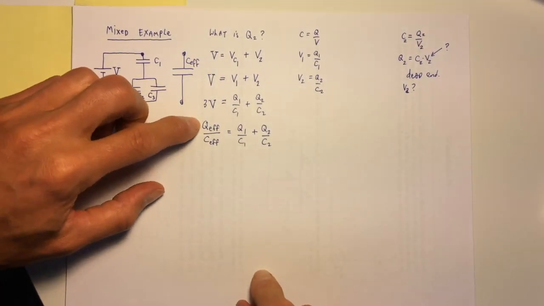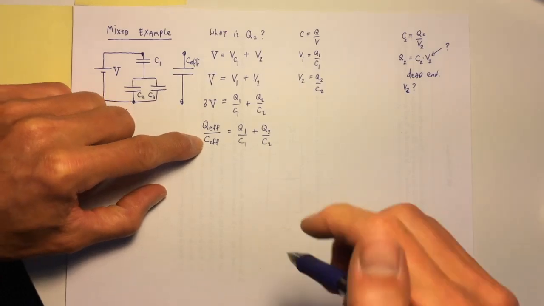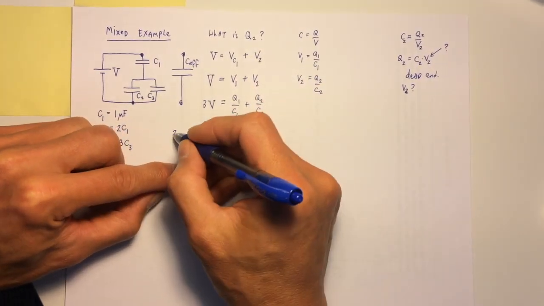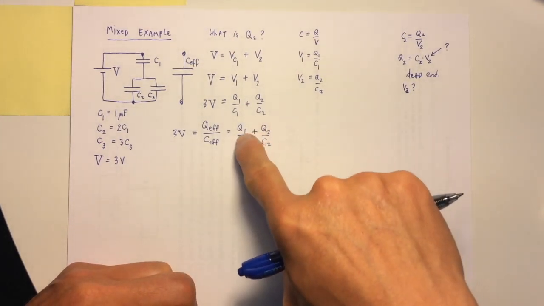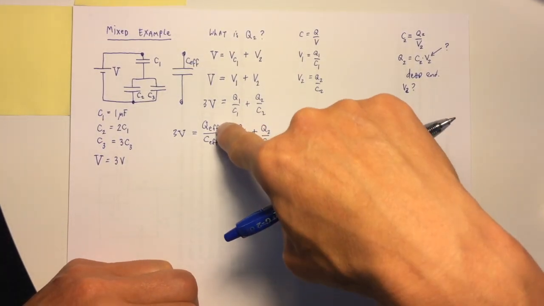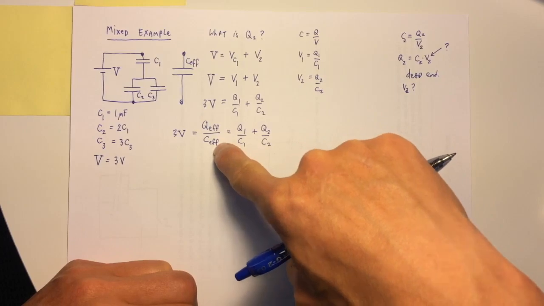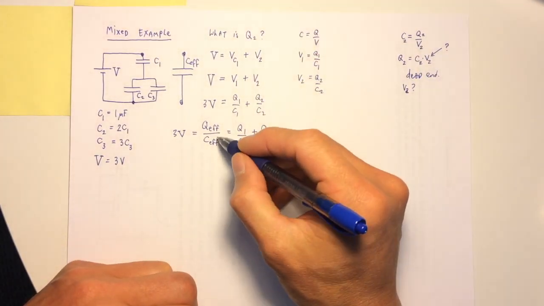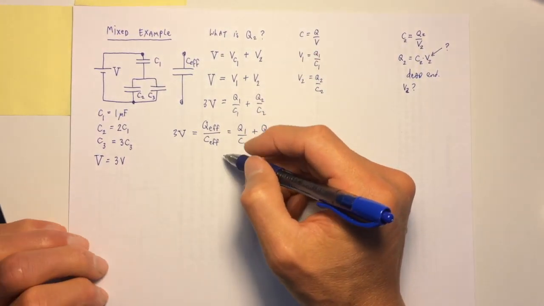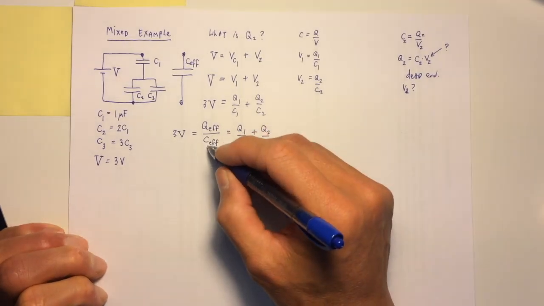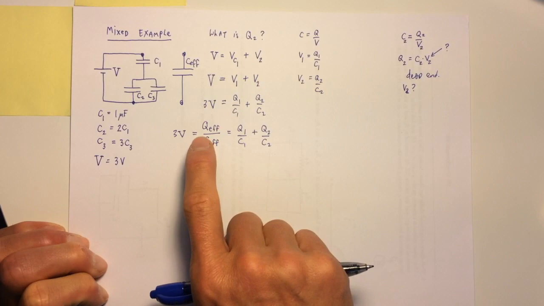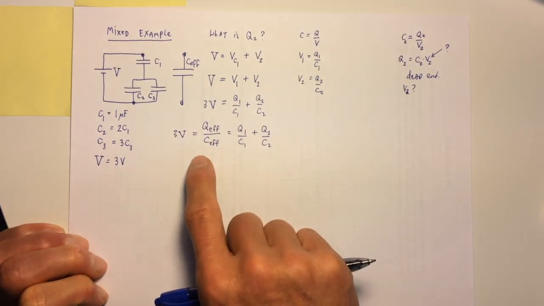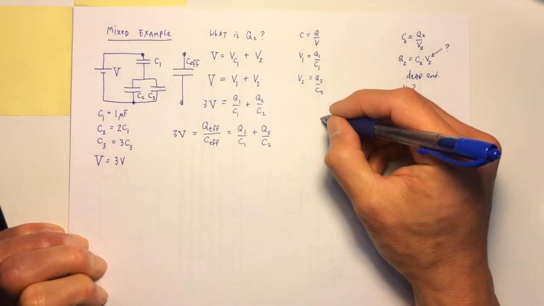So what's Q effective? I don't know. I do know that this is all 3 volts. I don't know Q1, I don't know Q2, I don't know Q effective, and I don't know C effective. But I can figure out C effective. So here's a reason that I need to start thinking in terms of the network. I can't think in terms of individual capacitances and get far enough. So let's get C effective.